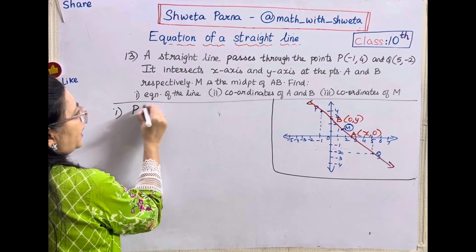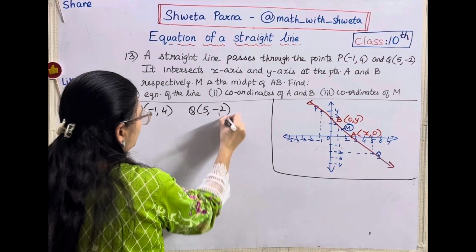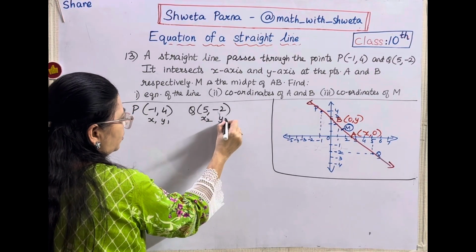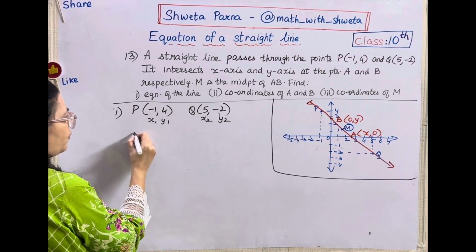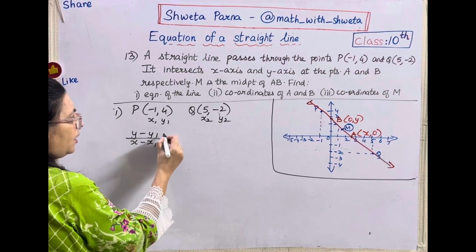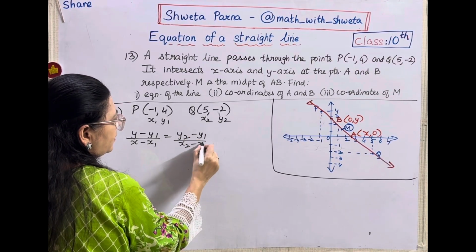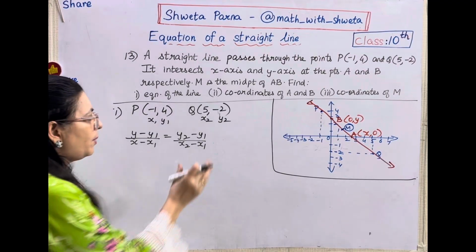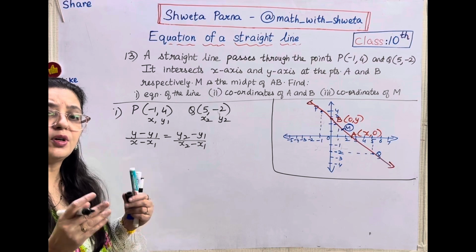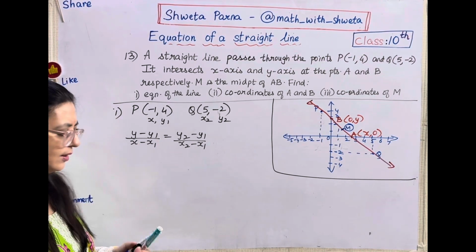So, point P is (-1, 4) and Q is (5, -2). Let this be x1, y1 and this be x2, y2. What is the two-point law formula? (y minus y1) upon (x minus x1) is equal to (y2 minus y1) upon (x2 minus x1). The easier way to remember this: (y2 minus y1) upon (x2 minus x1) is the formula for slope, so you just have to remember (y minus y1) upon (x minus x1).